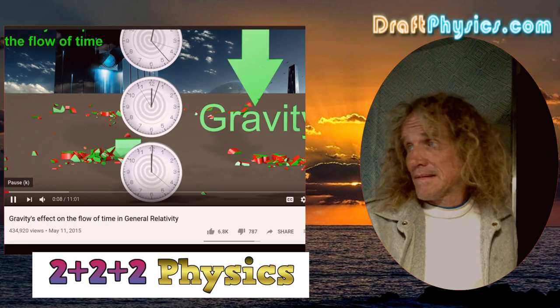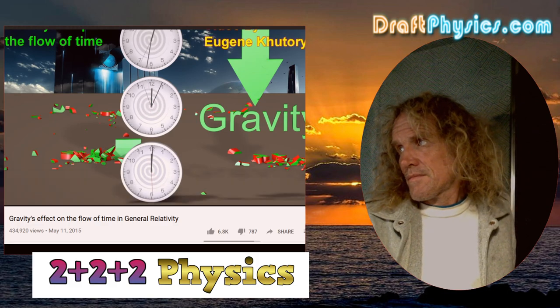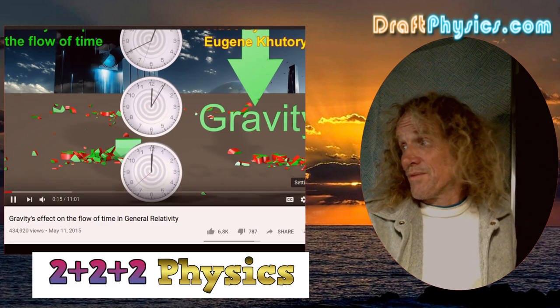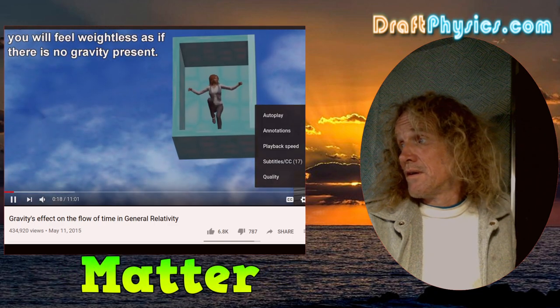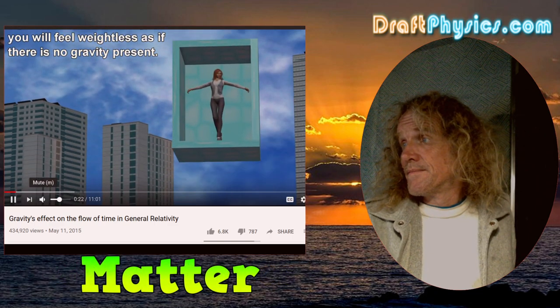No evidence. So this is what it does. It just does this forever. If you are inside a falling box, you will feel weightless as if there is no gravity present.